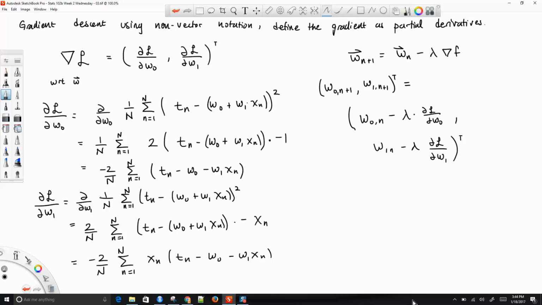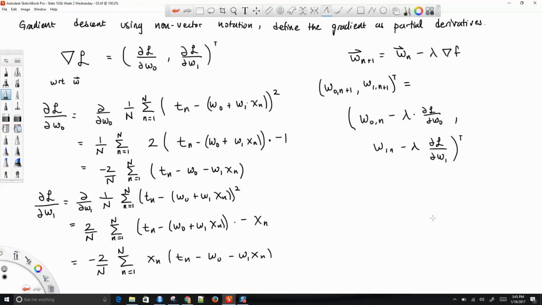Okay, and this is the exact same thing as we had earlier, but here it's expressed as partial derivatives rather than the gradient in vector notation. On the previous slide we had the gradient in vector notation, and here we have the gradient expressed as a vector of its partial derivatives. All right, is that good with everybody?